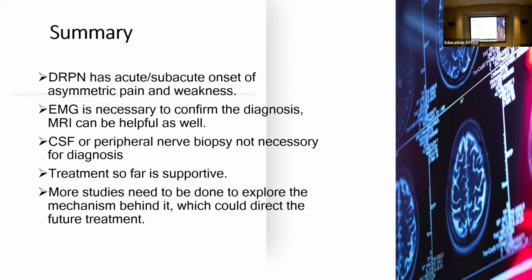Okay, just before the end of this lecture, I'll give you a summary. DRPN has acute and subacute onset of asymmetric pain and weakness. EMG and MRI are necessary to confirm the diagnosis and also rule out other etiologies. CSF study or peripheral nerve biopsy usually is not necessary for the diagnosis. And so far, the treatment is supportive, and more studies need to be done on the mechanism behind it, which could direct our future treatment.